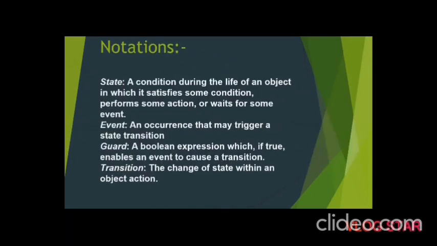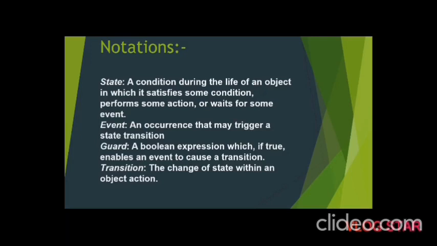First, state. It is condition during life of object in which it satisfies some condition, performs some activity or waits for some event. Second, event. It is an occurrence that may trigger a state transition. Types of events are explicit signal and an invocation from inside system. Third, guard. It is Boolean expression in which true enables an event. Fourth, transition. Change of state within an object is called as transition.